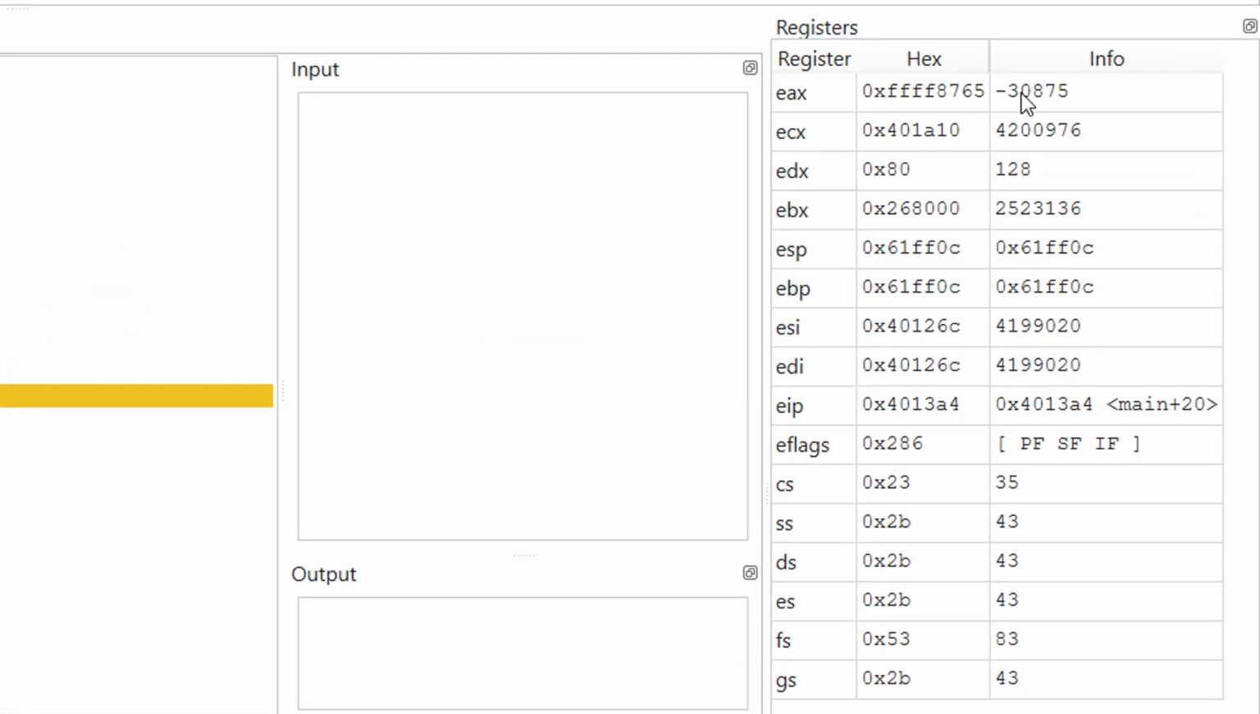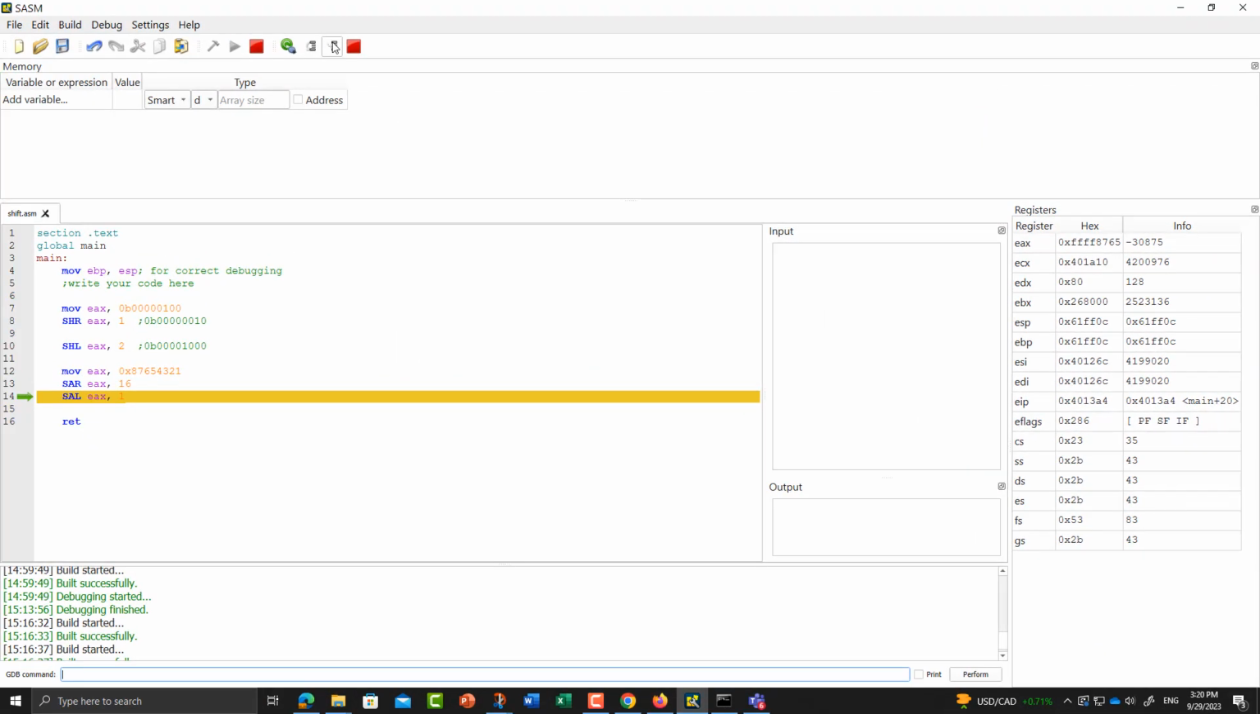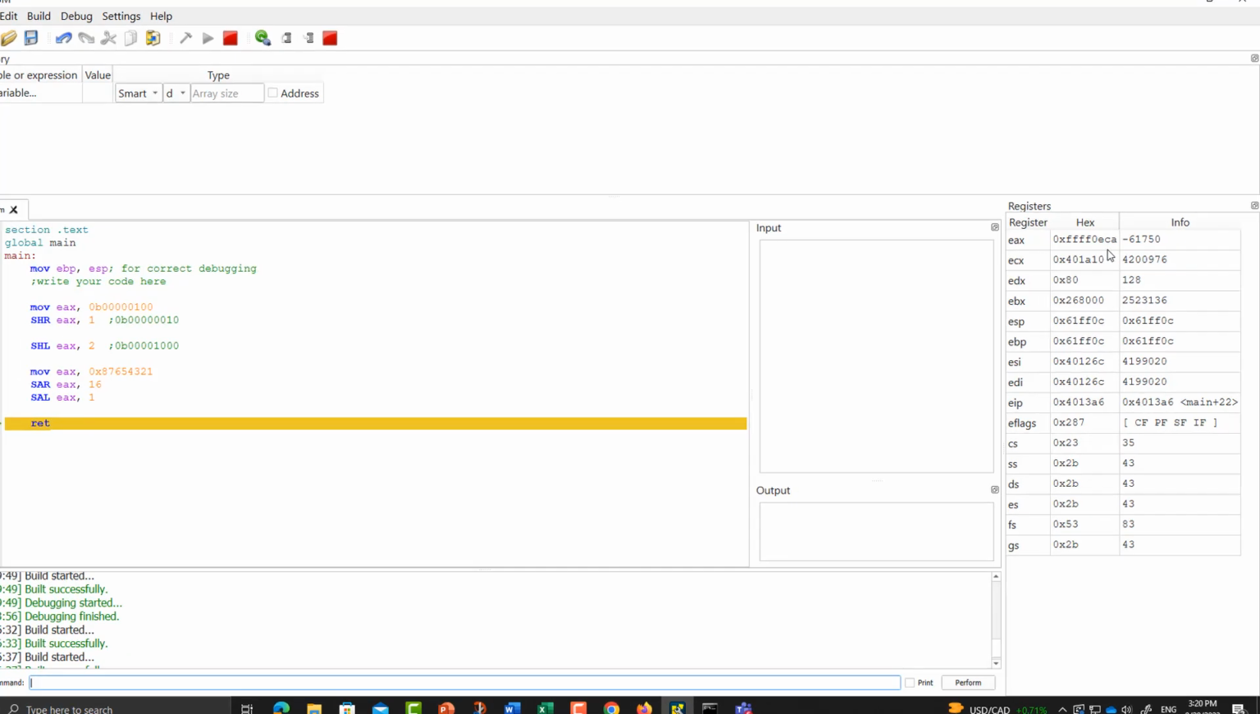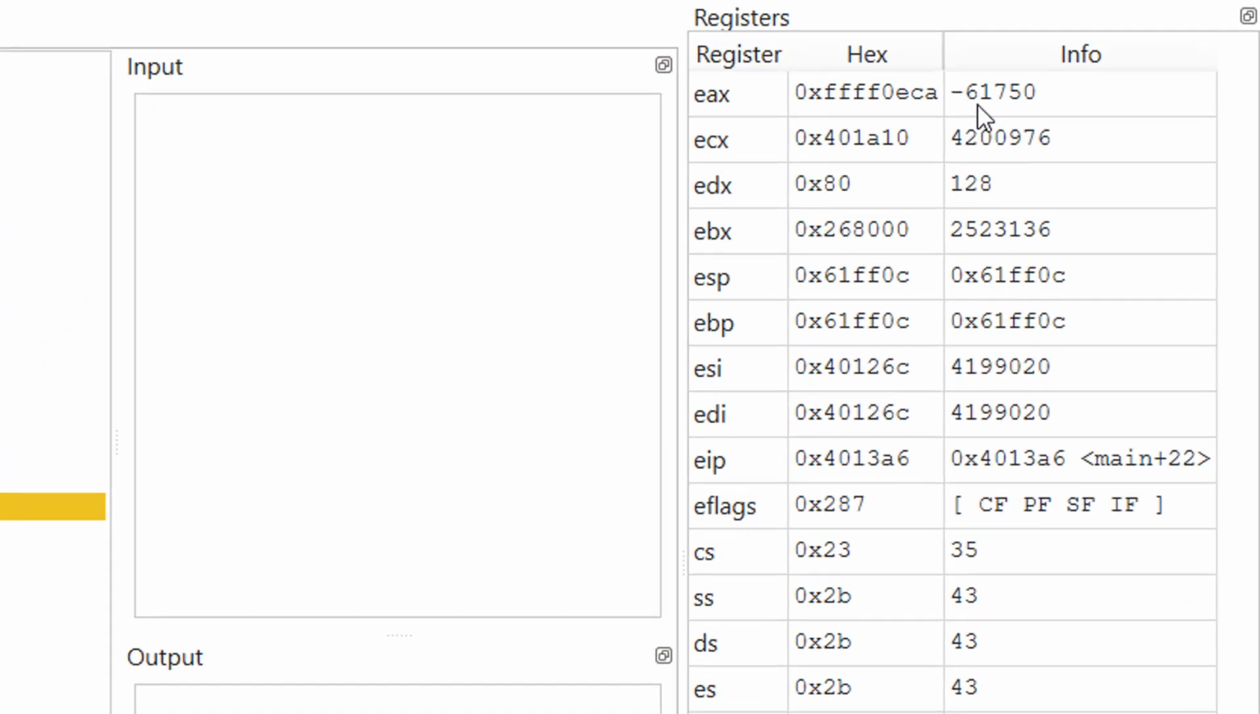So right now it's a 30. So let's see the result. It's going to be 61. So that is multiply by 2. Also, we can see the flags. You see here the carry flag, parity flag, sign flag.